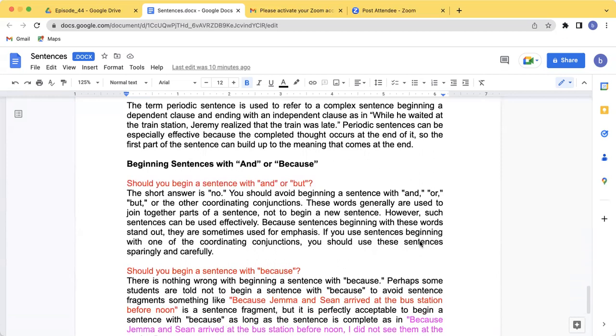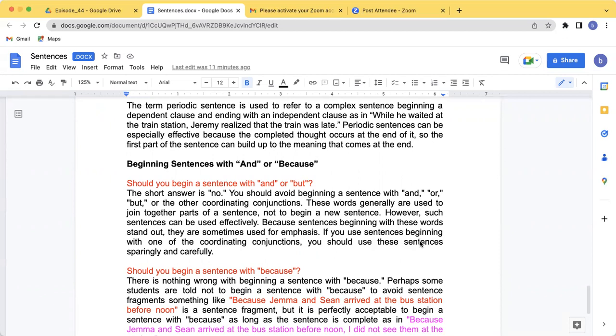Beginning sentences with and or because. Should you begin a sentence with and or but? The short answer is no. You should avoid beginning a sentence with and or but or the other coordinating conjunctions. These words generally are used to join together parts of a sentence, not to begin a new sentence.